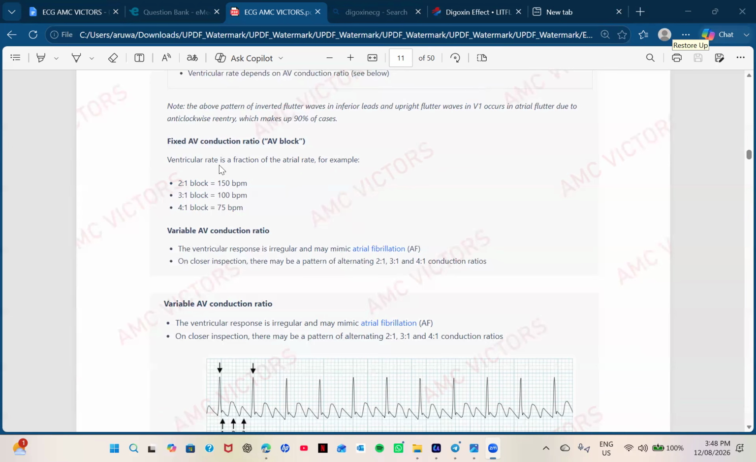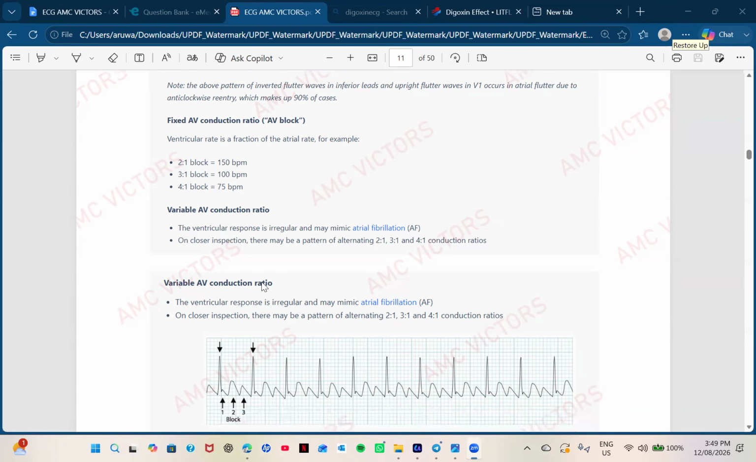So what does 2 to 1 mean? That means 2 P waves for 1 QRS, right? Yes, that is the simplest way. That is very important, otherwise you will be confused. Don't confuse. This is the easiest way: remember how many P waves for each QRS. So 3 to 1 means 3 P waves for 1 QRS, right? That is the way.